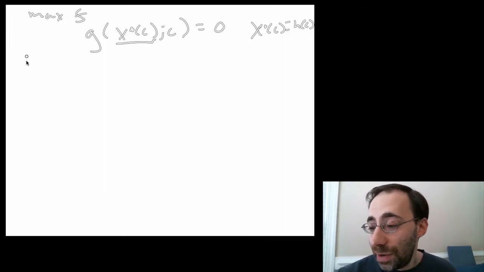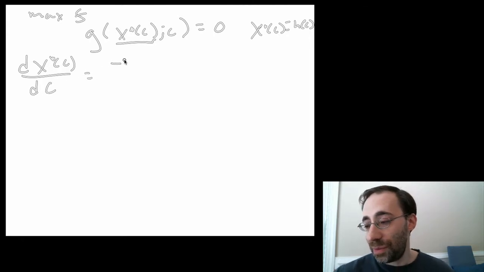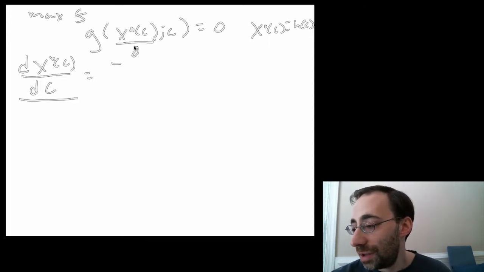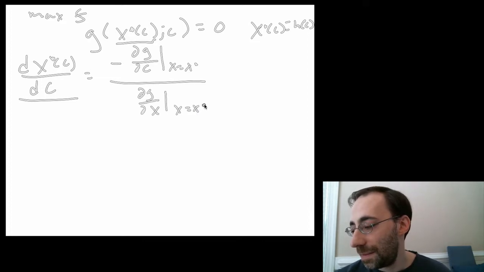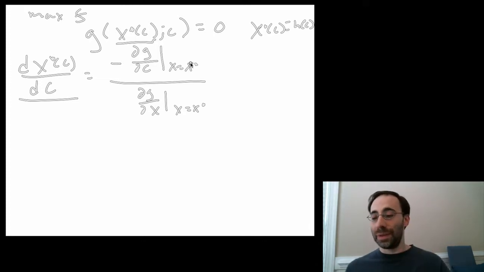So if we can't explicitly define it, we can use the implicit function theorem to get this derivative here, the one we want, the rate of change of the optimum x star as a function of the parameter c. That's going to equal partial g partial c evaluated at x equals x star, divided by partial g partial x evaluated at x star. Okay. And this works fine for one dimension and it's very helpful and useful.